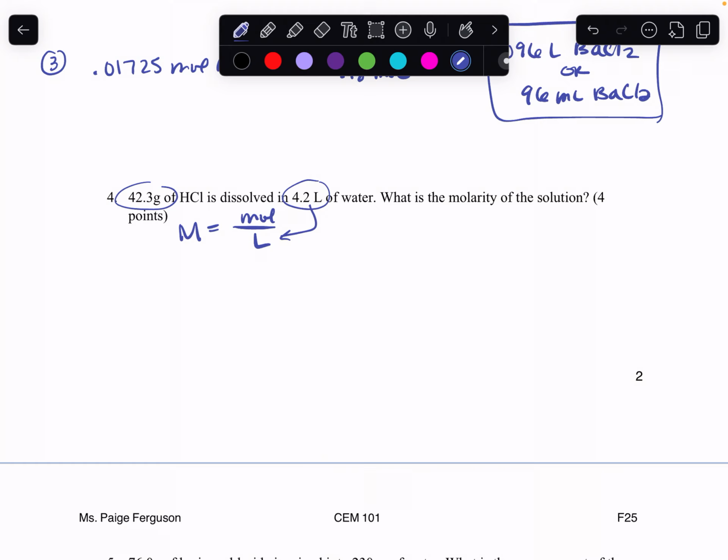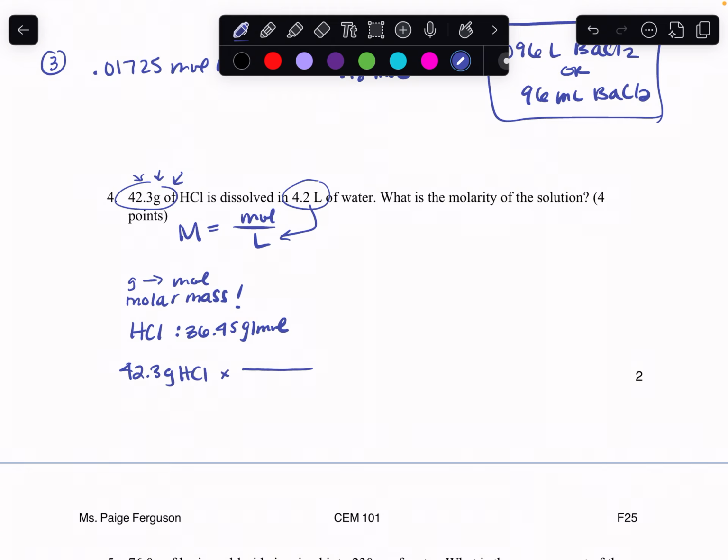However, I'm going to need to convert this 42.3 grams here into moles first. So to do that, grams to moles, I need a molar mass. The molar mass of HCl calculated out to be 36.45 grams per mole. Now I can convert. I can say 42.3 grams. I want to turn it into moles, so I'll put moles on the top. I will put the molar mass on the bottom.